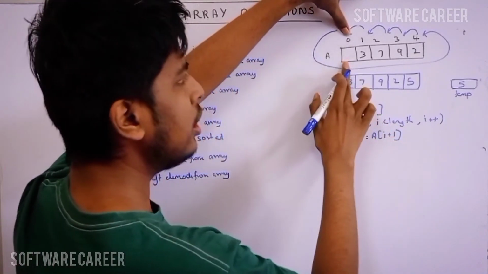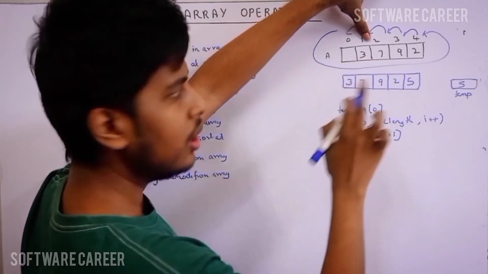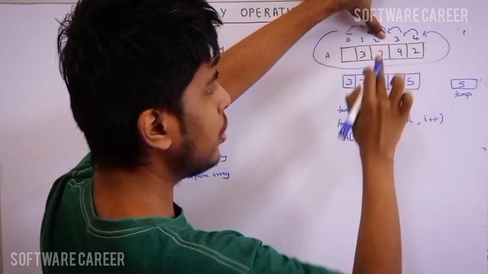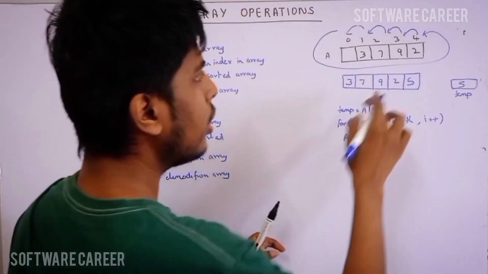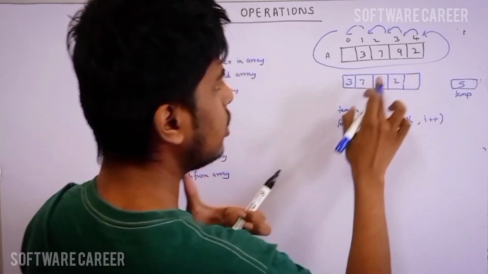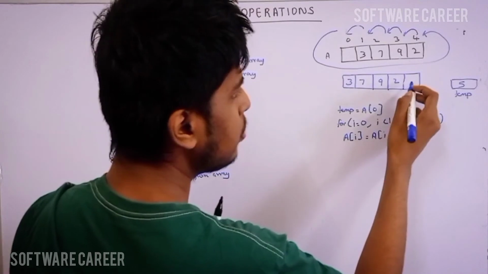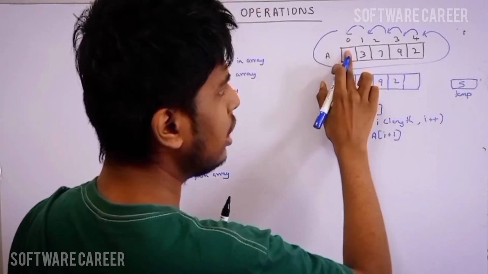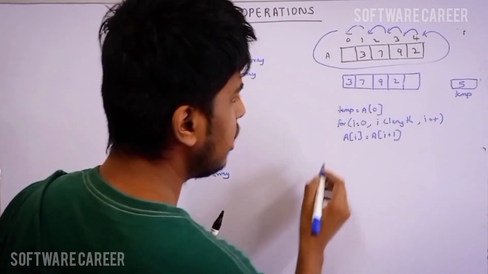That means here it will put 3. Then in this place 7 will be put. Then in this place 9 will be put. So I'm writing A of I equals to A of I plus 1. Now it will change like this. This 3, 7, 9, 2 will come here. Then at the last place I should put the first element, this 5 here. 5 was present at first. You should put that 5 over here. So I'm writing this condition here.